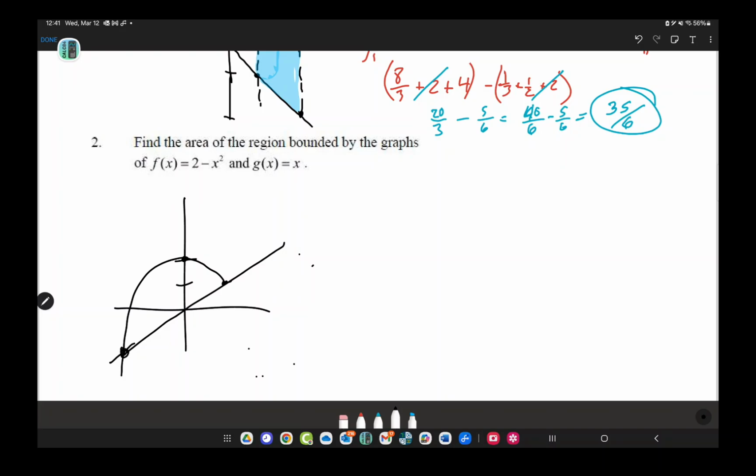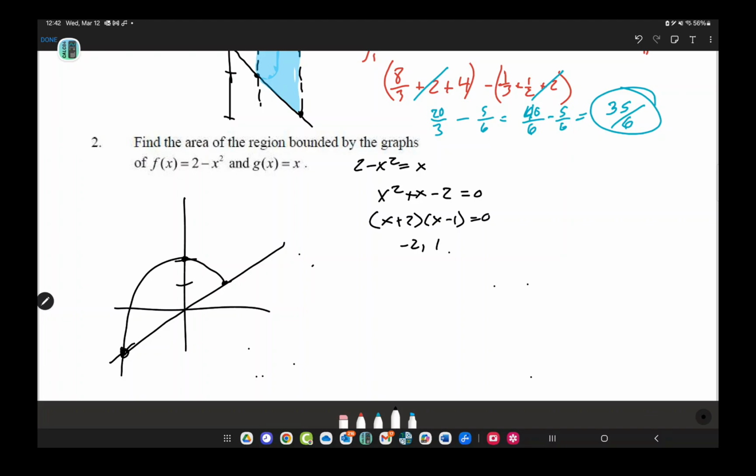So we do need to know where these intersect. How are we going to find where these intersect? When they're equal to each other, 2 minus x squared is equal to x. So bring these over: x squared plus x minus 2 is equal to 0. That factors to x plus 2 and x minus 1, which gives you negative 2 and 1. So that's where they intersect. You could factor. Come on, guys.